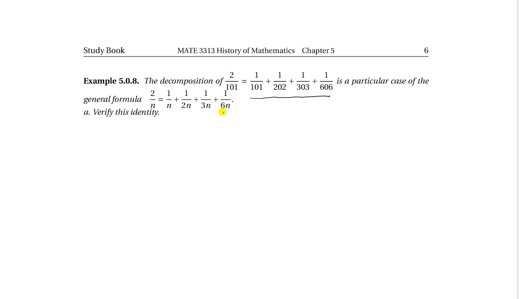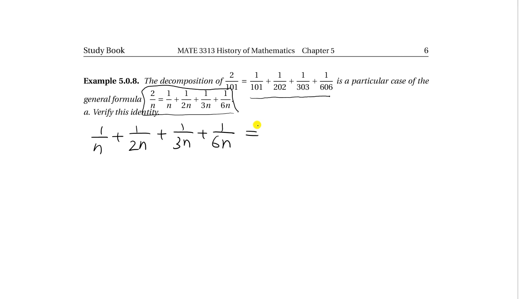And the reason is we have a formula for that. Okay? So let's just prove that formula once again. Let's start from the right hand side. 1 over 2n plus 1 over 3n plus 1 over 6n. Once again, we want to make the common denominator. So the first term we need to multiply 6 on numerator and denominator. And for the second term, we multiply 3 on both. And for the third term, we multiply 2. And the last one is just 6n.